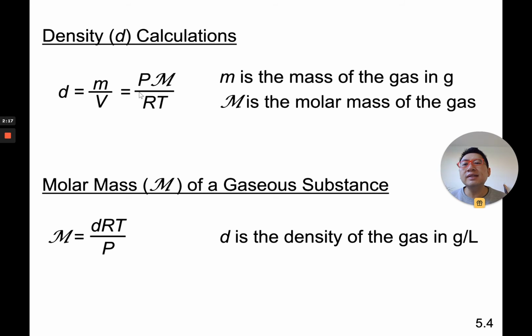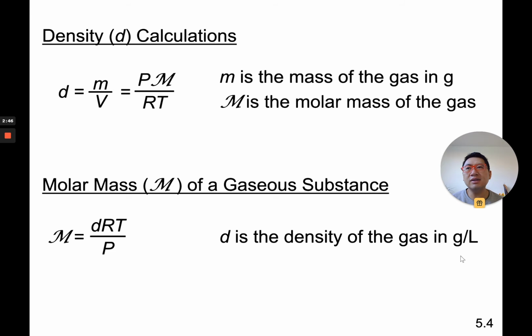Rearranging, D is equal to PM over RT, and M is equal to DRT over P. These two are the same equation, just rearranged. Solve for M: multiply both sides by RT, giving DRT, then divide by P, and that's what M is. So the molar mass of a gas is equal to dRT over P: the density times R, the gas constant, times temperature over pressure, where the density of a gas is measured in grams per liter. So D, the density, will be in grams per liter.